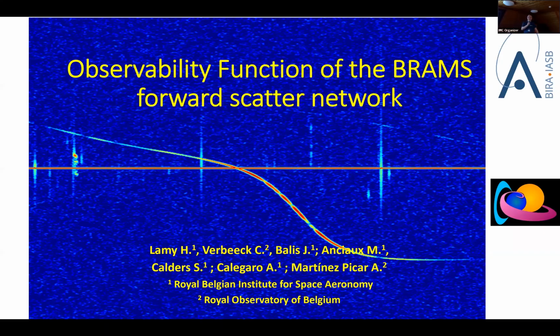Maybe I can already start with a few words about it. Yeah, sure. So this idea of the observability function is not new. This is something that SIS, I think SIS is online today, developed a long time ago, and we wanted to apply this technique to our BRAMS network.